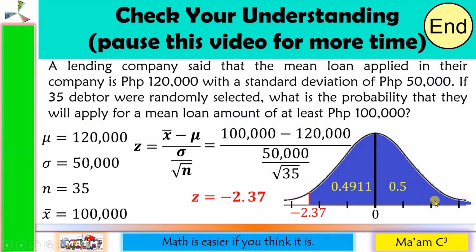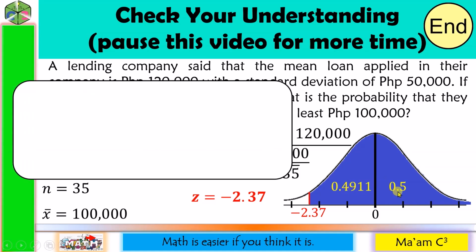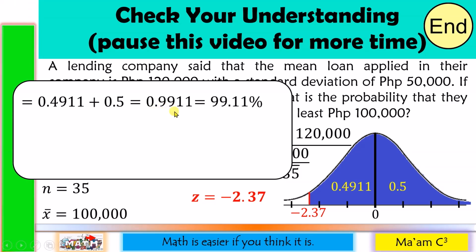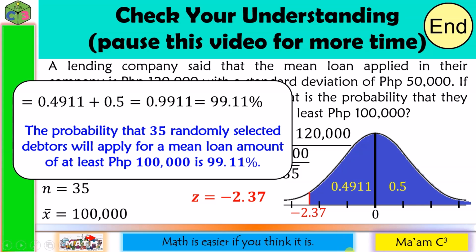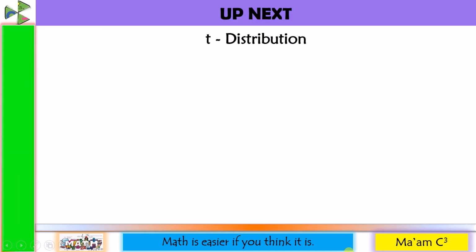To solve for the total area, we just have to add 0.4911 to 0.5. And this will give us 0.9911. Moving 2 places going to the right, 1, 2. This is 99.11%. So the probability that 35 randomly selected debtors will apply for a mean loan amount of at least 100,000 is 99.11%. Gets? Our next lesson is t-distribution.